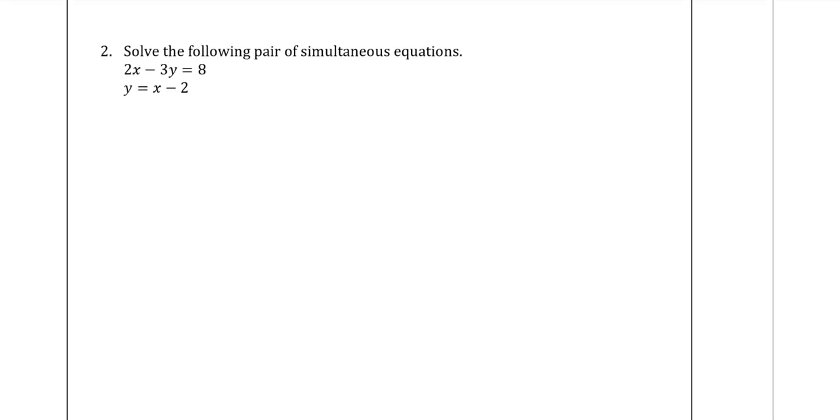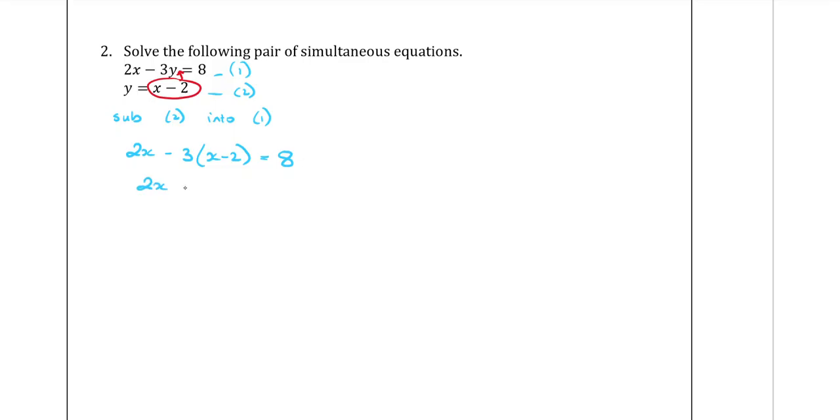So this one says to solve the following pair of simultaneous equations. It doesn't specify a method that I have to use, but looking at the second equation, we see we have y by itself. So this is set up very well to do a substitution. So I am going to sub equation 2 into equation 1. So that means the x minus 2 is going to go into that y. That will give 2x minus 3x minus 2 equals 8.